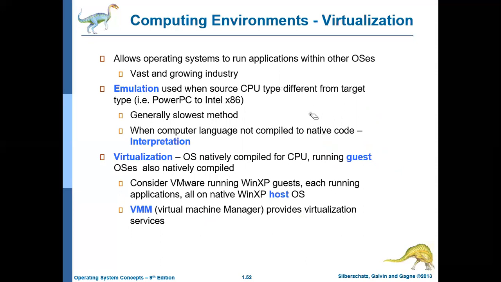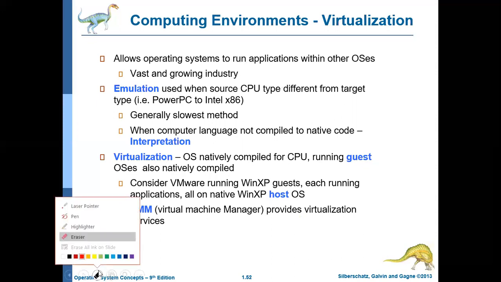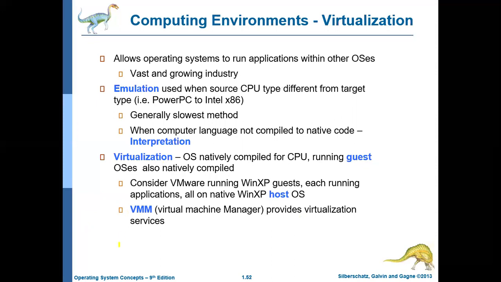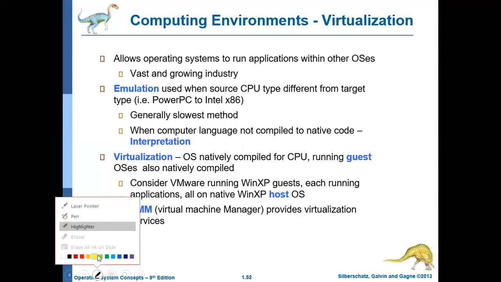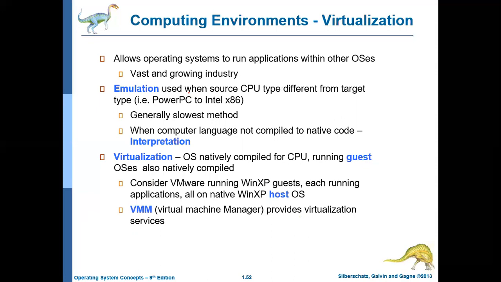Virtualization allows operating systems to run applications within another operating system. That is, one operating system can run another operating system. That concept is called virtualization. For example, a Windows operating system can run a Linux operating system. That is virtualization. If a Linux operating system runs a Windows operating system, that is also virtualization. This is how we define virtualization.